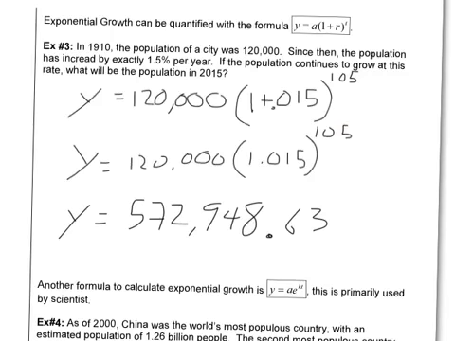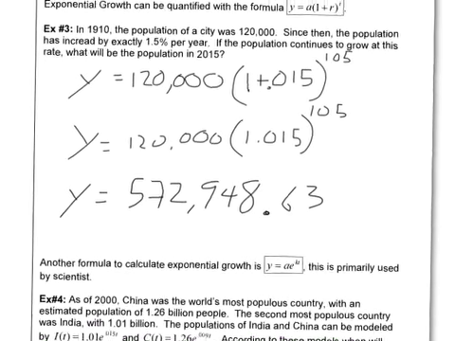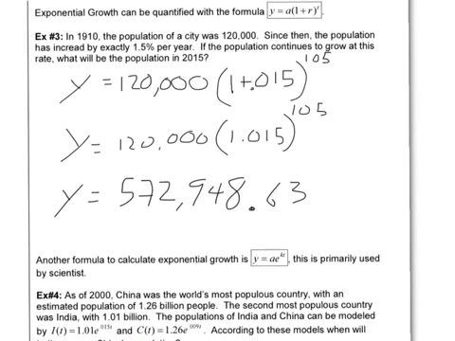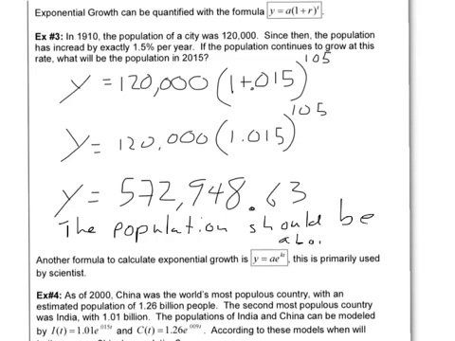Okay, when I plug all that in my calculator, I get 572,948.63. Well, obviously we're talking about population here. So we're going to say the population should be, and we can just round it, about 573,000. That's really close to 573,000. So that should be what our population of the city is after 105 years.